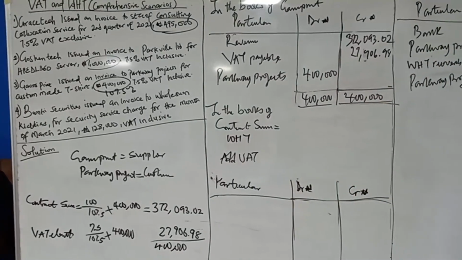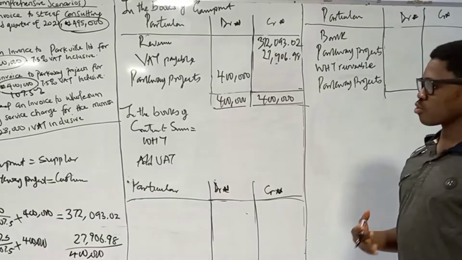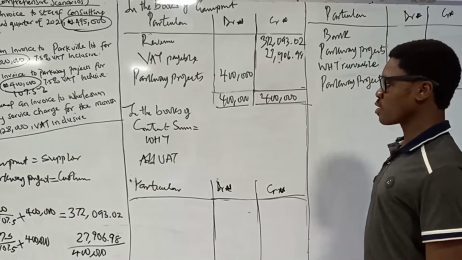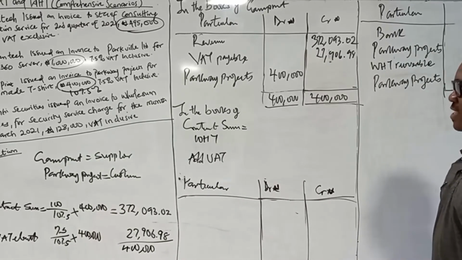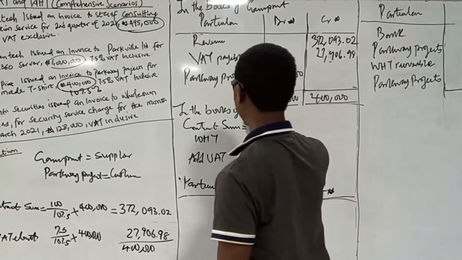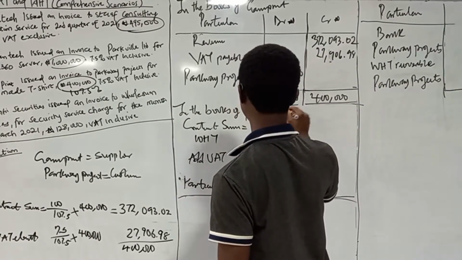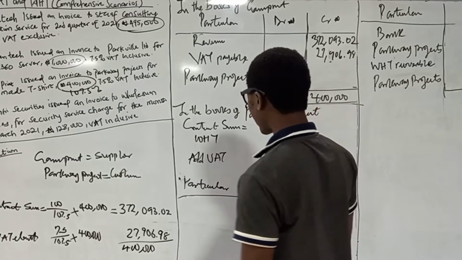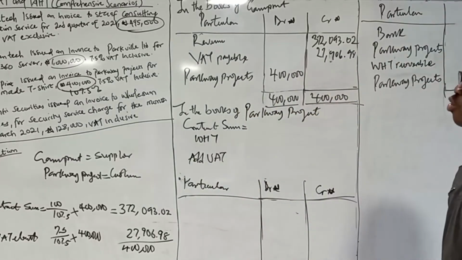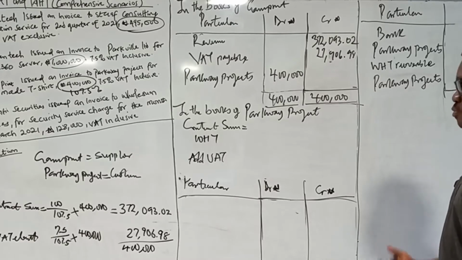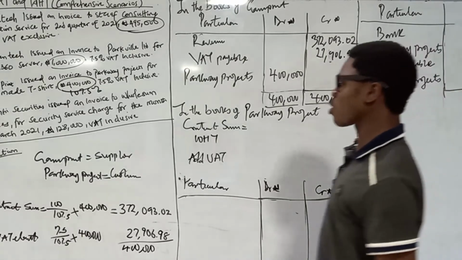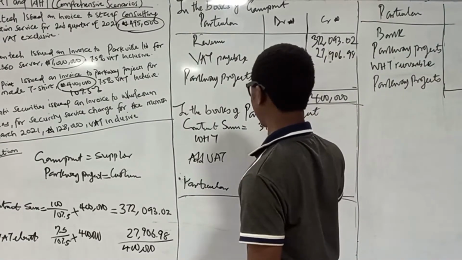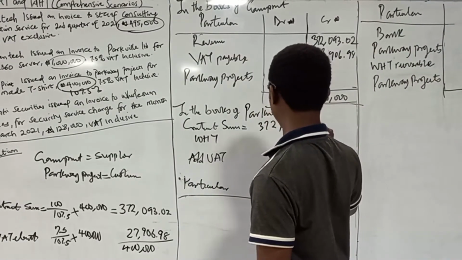Having done this, it is important to also go further to explain the accounting treatment of this transaction in the books of the customer. The customer is Payable project. So in computing what will eventually be paid to Graceman, we need to do some computation, and the first thing we need is the contract sum. The contract sum is 372,093 naira 2 kobo.